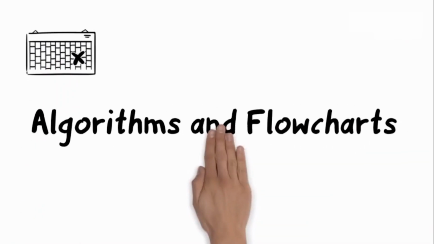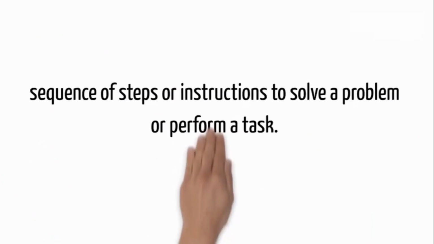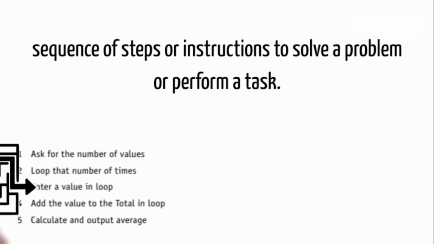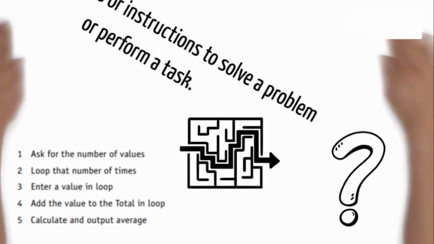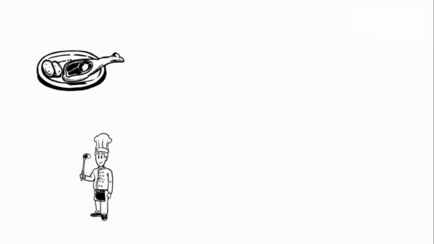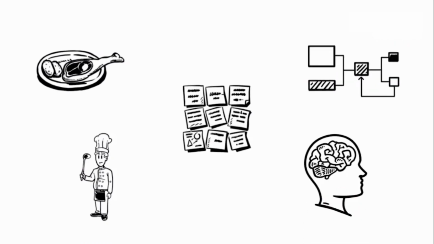Today, we're going to learn about algorithms and flowcharts. An algorithm is a sequence of steps or instructions to solve a problem or perform a task. Just like following a recipe to make your favorite dish, an algorithm helps us solve problems in a logical and organized manner.